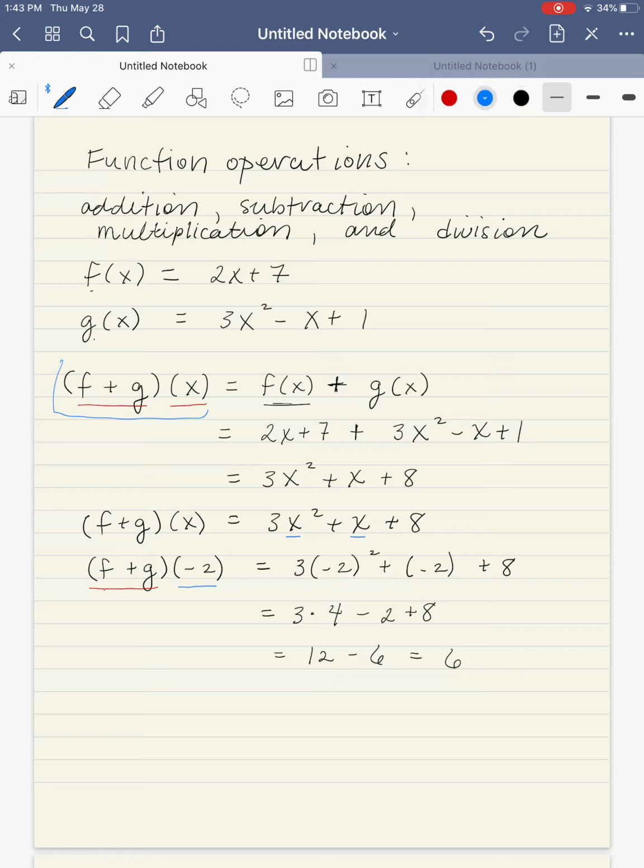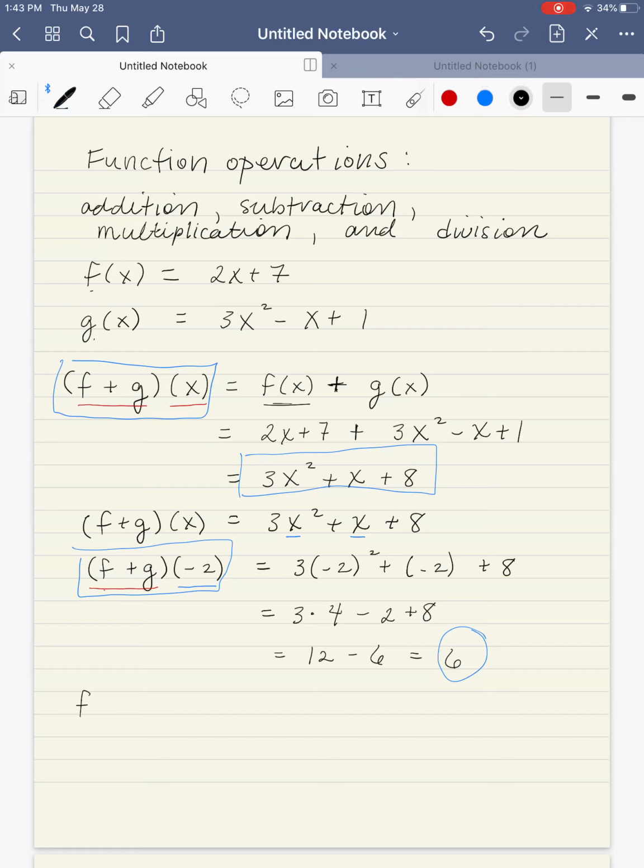When I'm finding f plus g of x, I'm finding a rule with x in it. When I'm finding f plus g of negative 2, I'm plugging in a number, and my answer will also be a number.